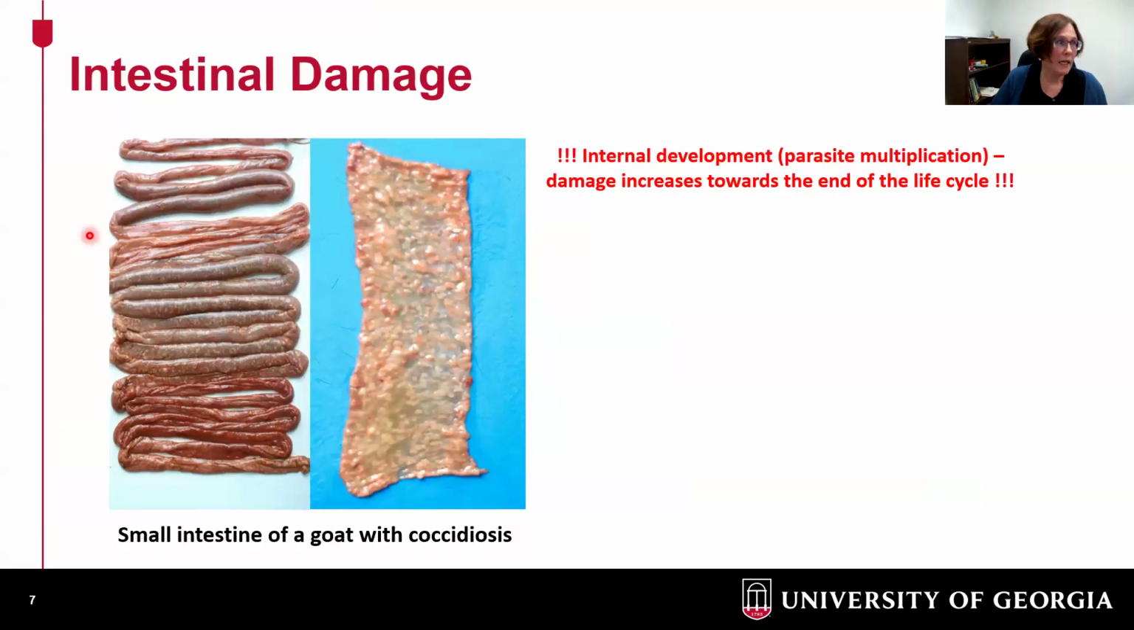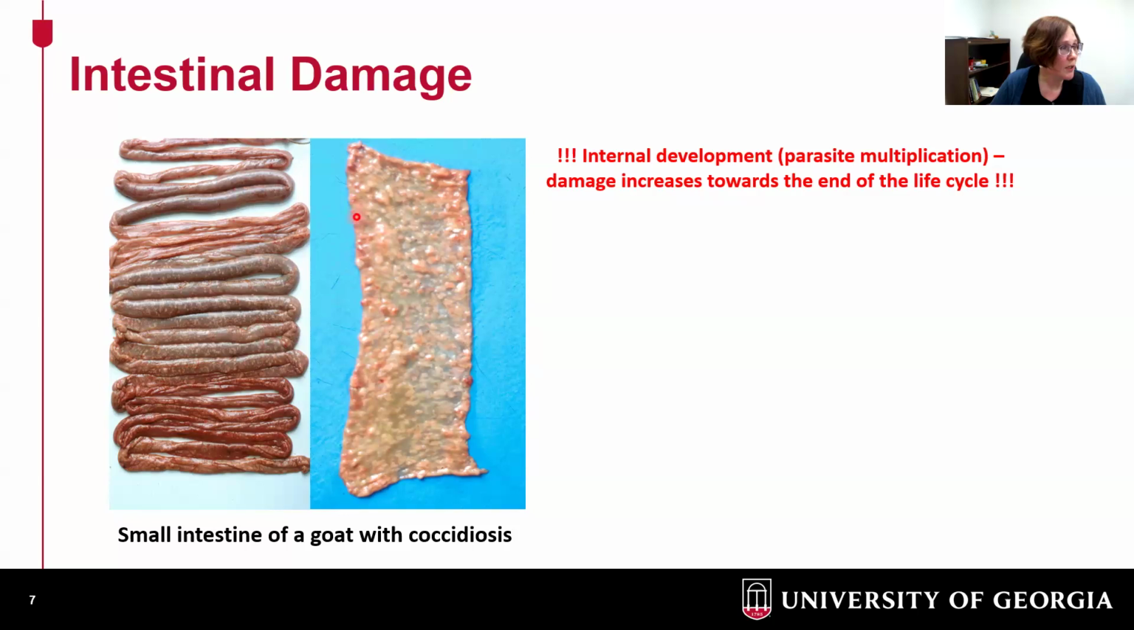So due to that internal development, we will see intestinal damage. So due to the parasite multiplication with the destruction of the host cell, that will give you damage like this plate here. So this is the small intestine of a goat, from a goat that died. You can see here in that part, it looks bloody. So that is part of the tissue destruction. And then other parts of that will look with those white nodules.